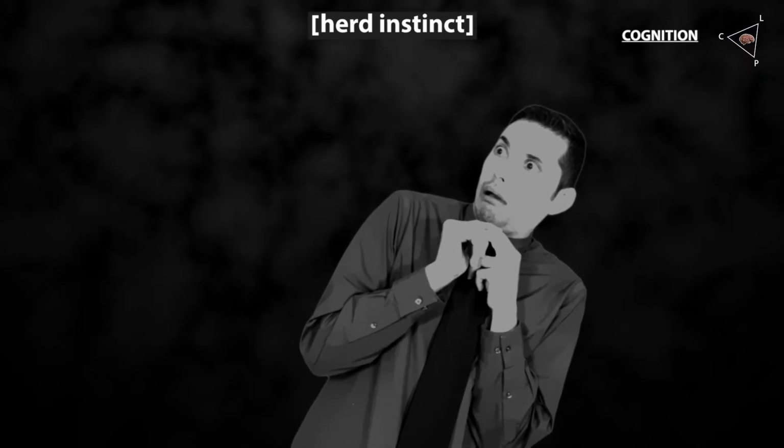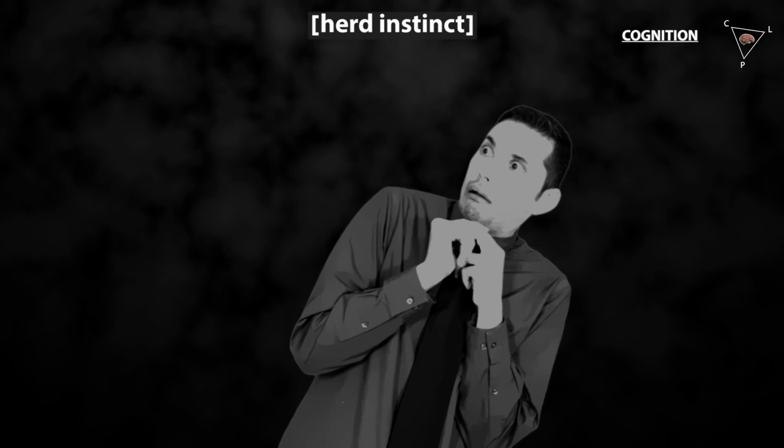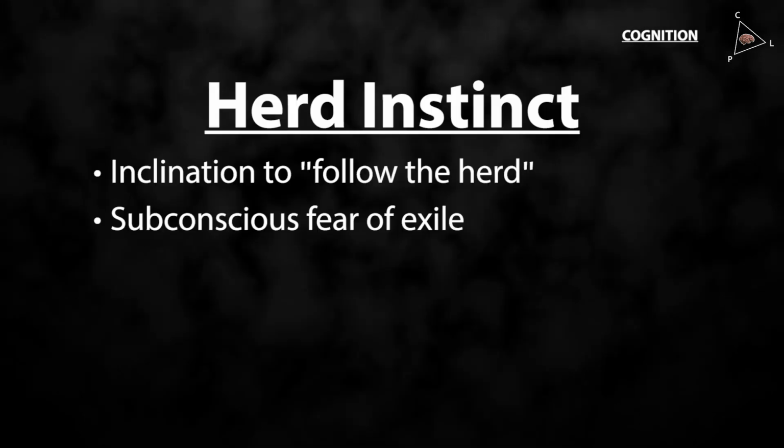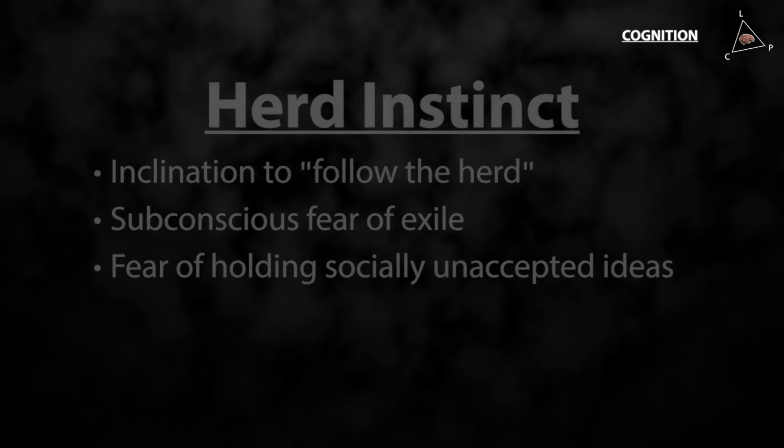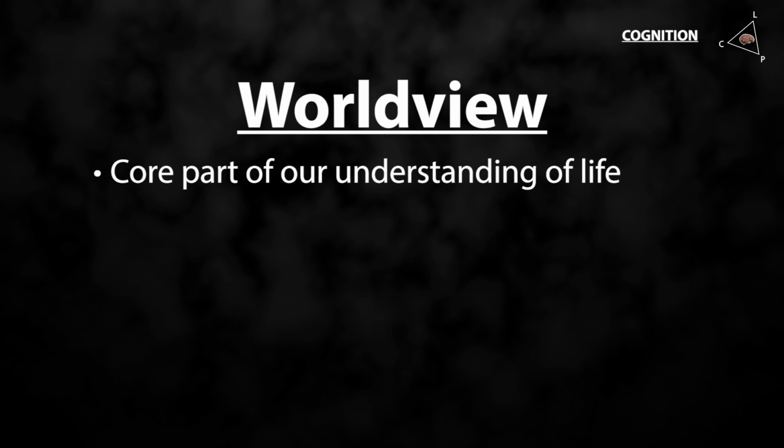In the simplest terms, if a majority of the herd, or even people within our own social circles, consider an idea or a belief to be wrong, or weird, or crazy, many of us will be disinclined to accept it. Or, if we do accept it, we may feel like we shouldn't admit it. This can be considered a cognitive bias. A person's worldview is a foundational part of their understanding of life itself.